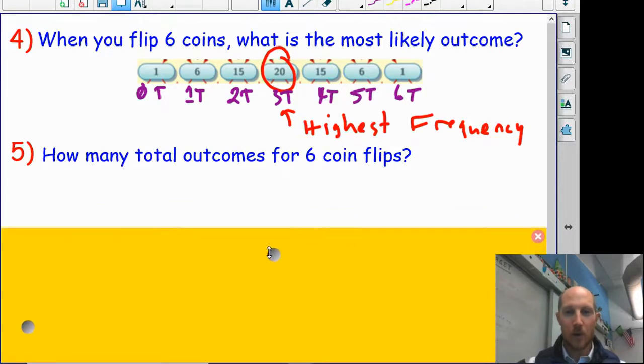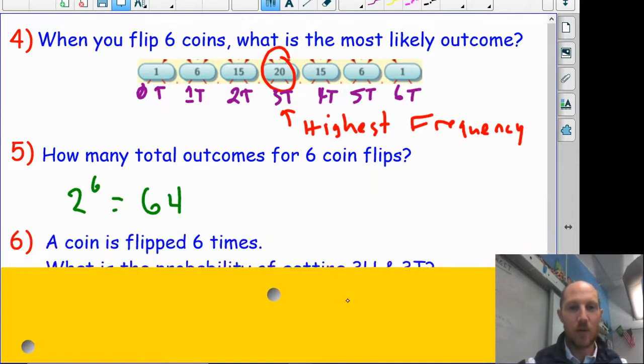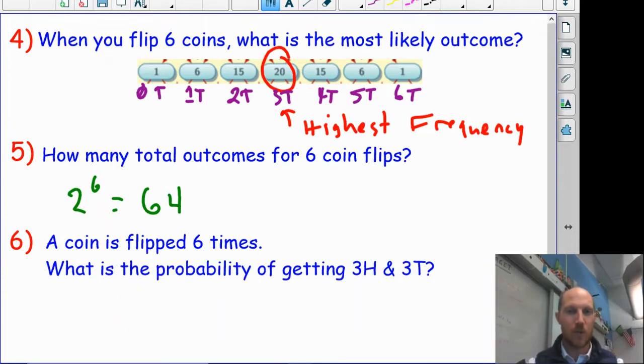What is the total number of outcomes for 6 coin flips? Hopefully you remember this because we just did that a second ago. 2 to the power of 6 will tell us that is 64. So if I was to ask you what's the probability of getting the most likely outcome, which we've already said is getting 3 tails and 3 heads, the probability is going to be 20 out of 64.